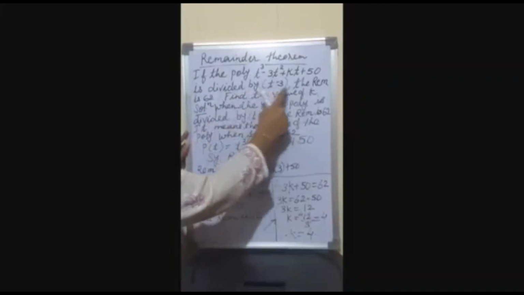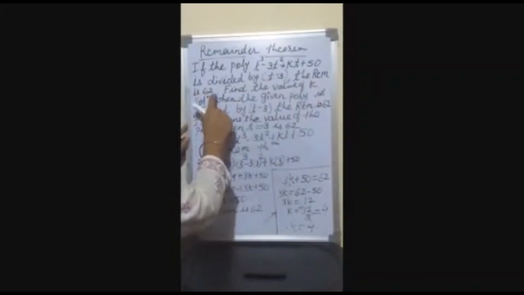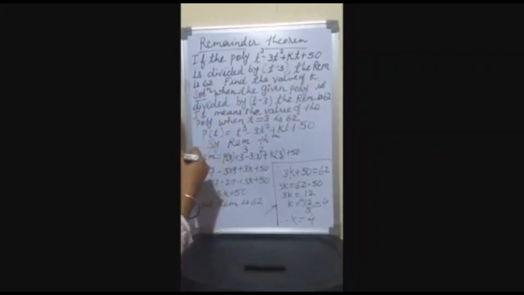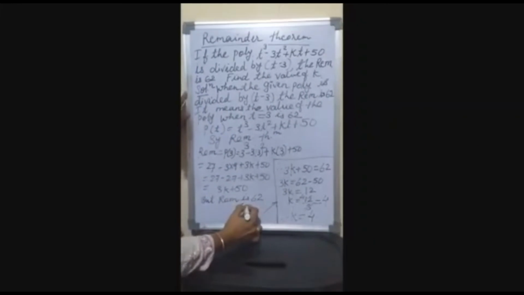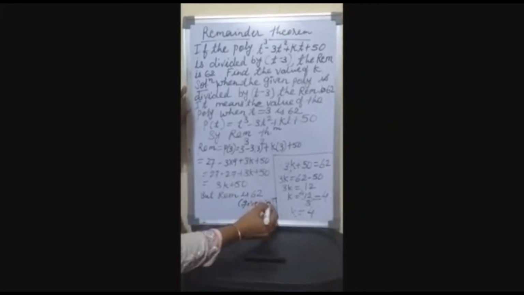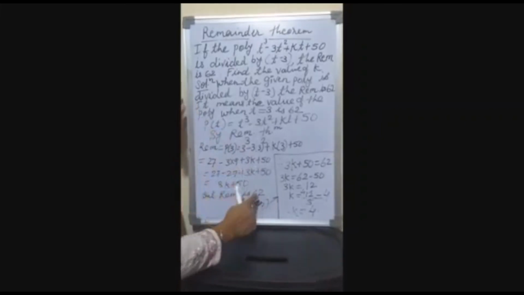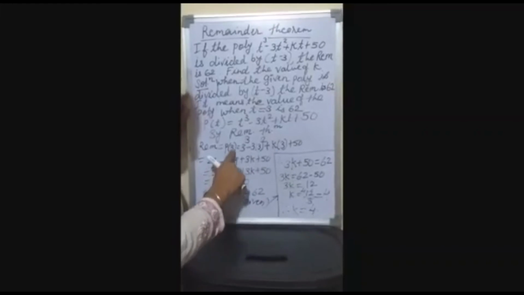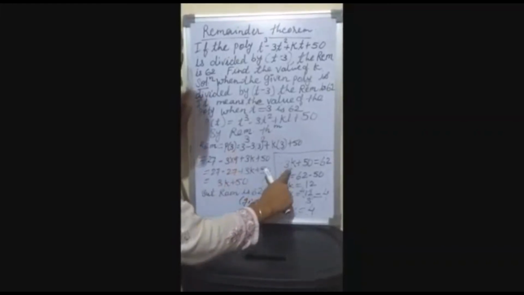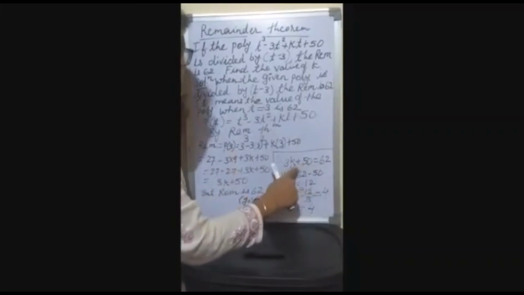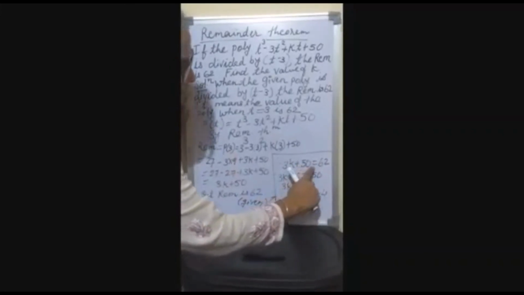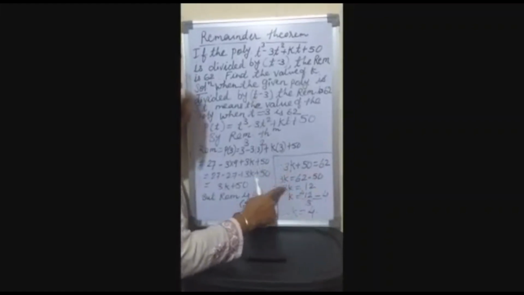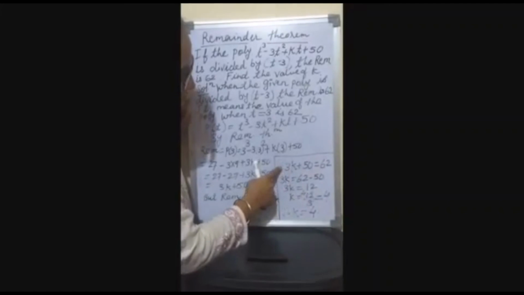Now according to the question, what is given to you? The remainder is 62. You can write in the bracket that it is given. So you can see the remainder is 62. Now what you have to do? Whatever remainder you got after putting the value, 3k plus 50, and this given remainder, you have to compare. Now 3k plus 50 is equal to 62 you will write, and you have to simplify and you will get the value of k.